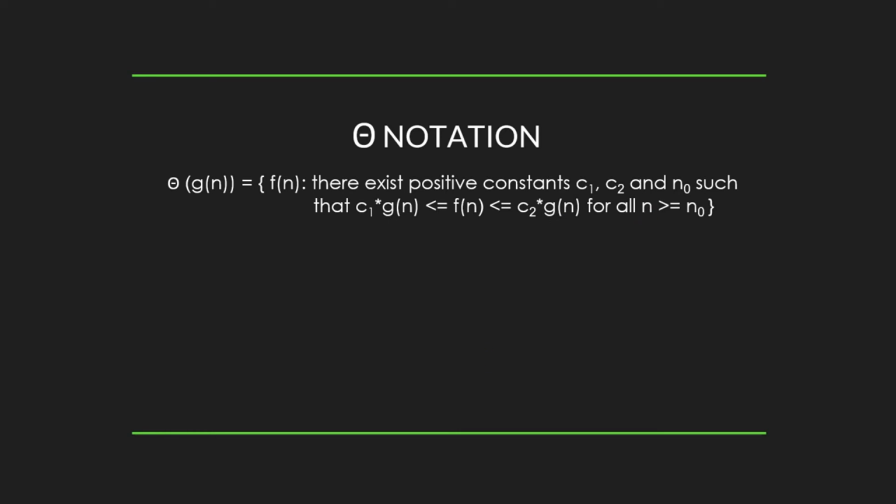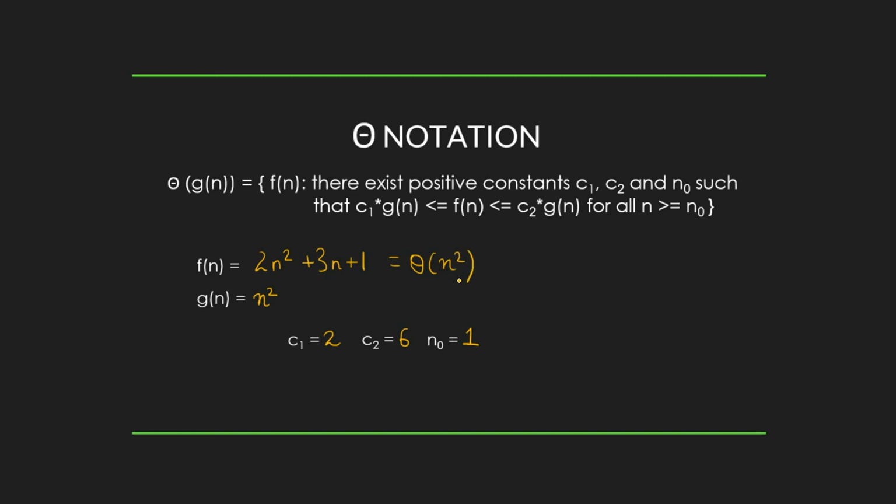Let's take the same example again. So we have this function f(n) equal to 2n square plus 3n plus 1 and g(n) equal to n square. So we can choose c1 equal to 2, c2 equal to 6 and n naught equal to 1, then our inequality will hold. Hence, we can say that f(n) is theta of n square.